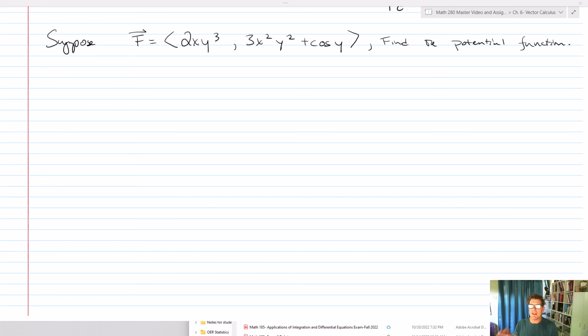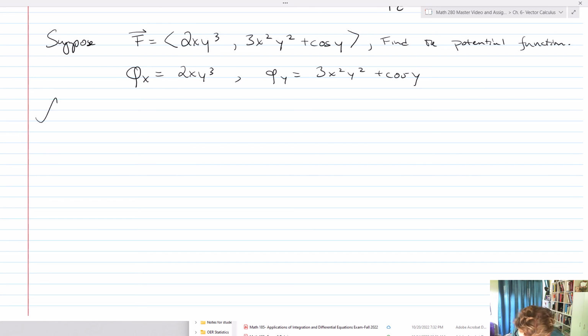The process is going to be very similar, but there are about 3 fewer steps, because we only need to retrieve an x part and a y part. We don't need to retrieve the z part. So we've got the x and the y. My phi of x is going to equal 2xy cubed. My phi of y is then going to be 3x squared y squared plus cosine y.